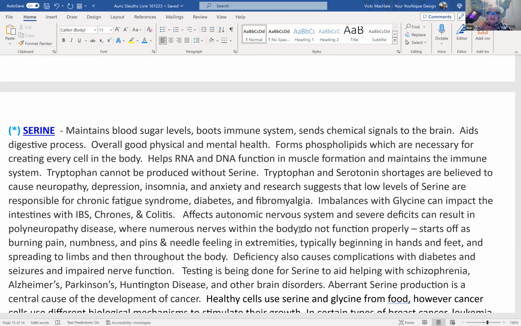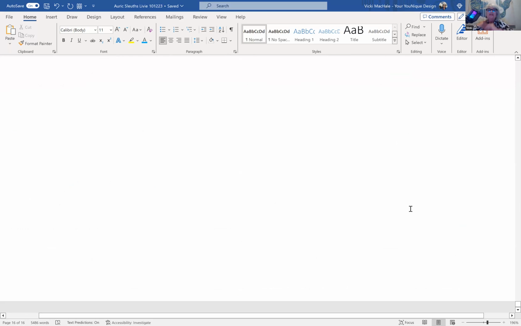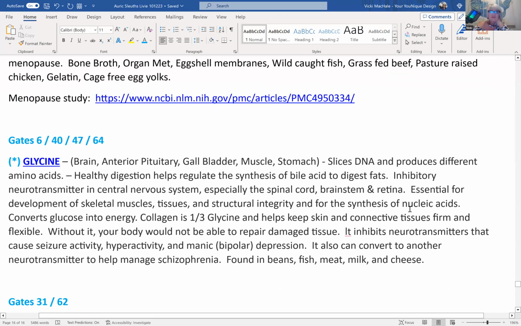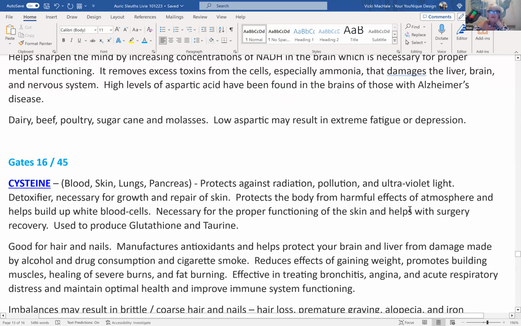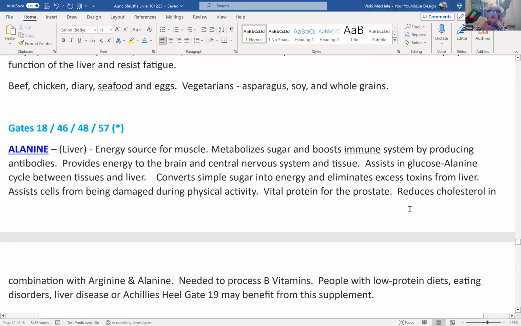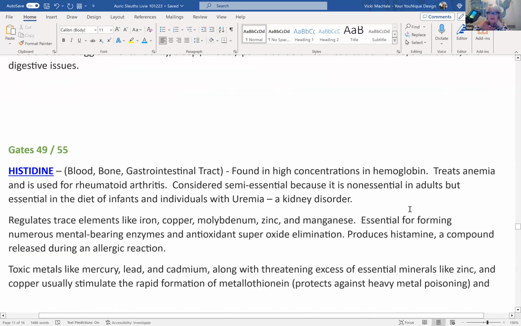All of these things are kind of working together. Imbalances with glycine. The glycine works with the glutamate. So all of these things, and here's the deal: the doctors don't really want to, or they don't know the amino acids. A lot of them don't. But that's where everything starts in our body.